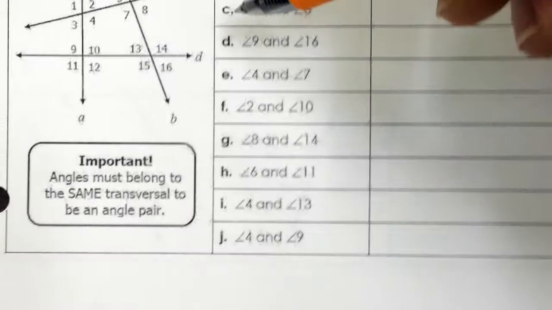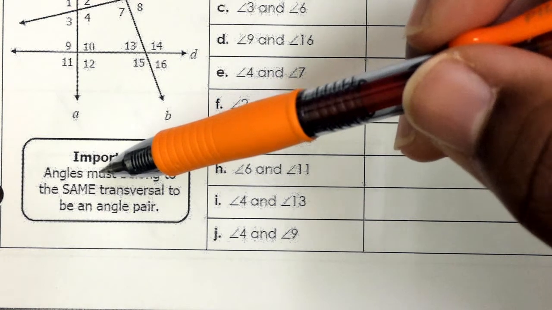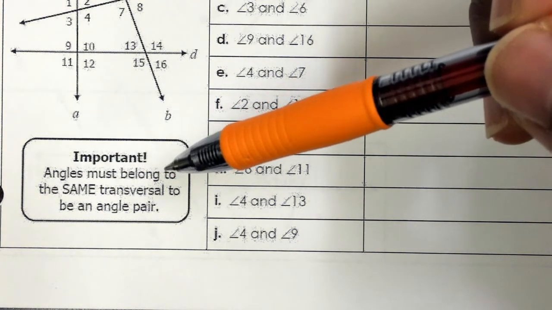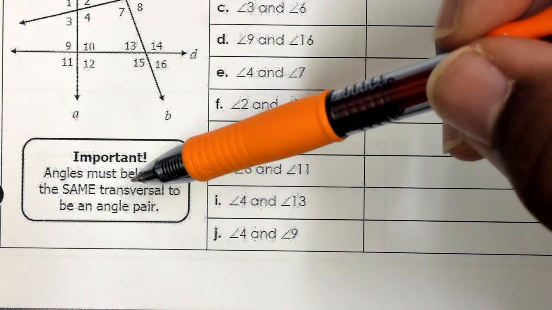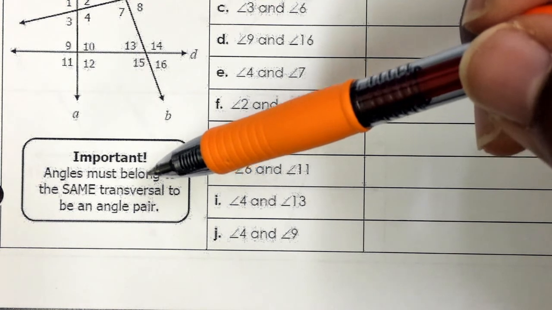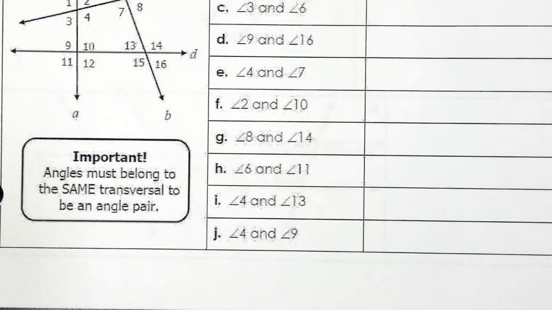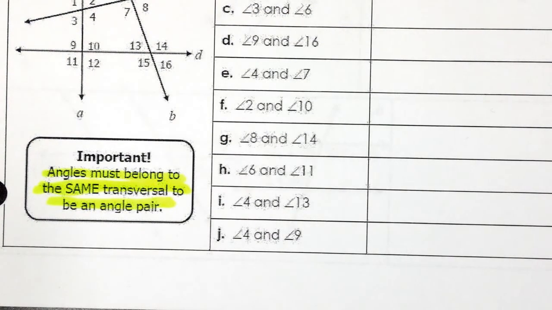An important note down here before we start: for you to compare an angle pair, angles must belong to the same transversal to be an angle pair. If they don't belong to the same transversal, then the angles have no relationship. That's an important thing, and you might want to highlight that for yourself too. For angles to even have a relationship, they must be on the same transversal. If they're not, you don't even need to compare them.